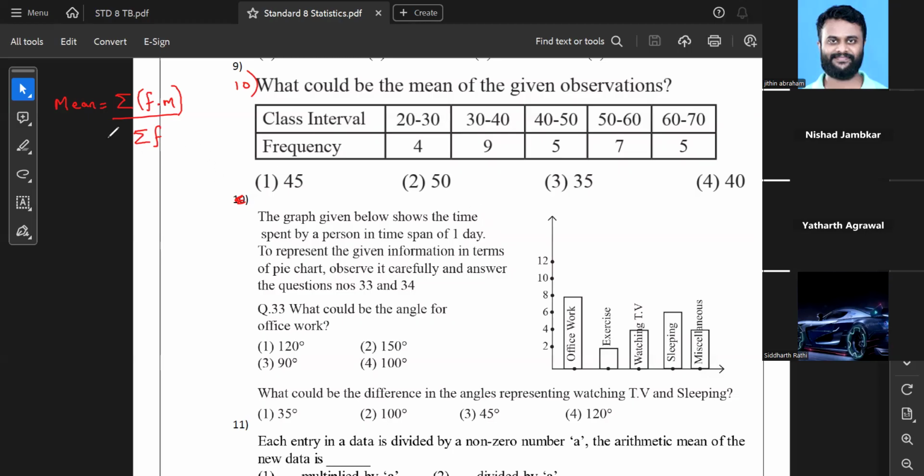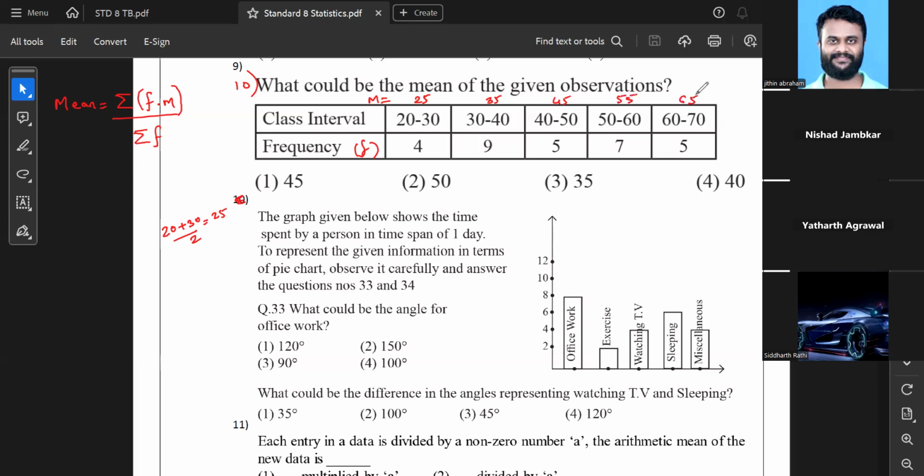So in this case, the formula you have to use is addition, in the numerator, of the product of frequency and midpoint. For example, the midpoint of 20 and 30 will be how much? 25. So how to find the midpoint, you already know: it's 20 plus 30 divided by 2. Your answer will be 25. The midpoint means M, frequency is F. The next midpoints will be 35, 45, 55, and 65.